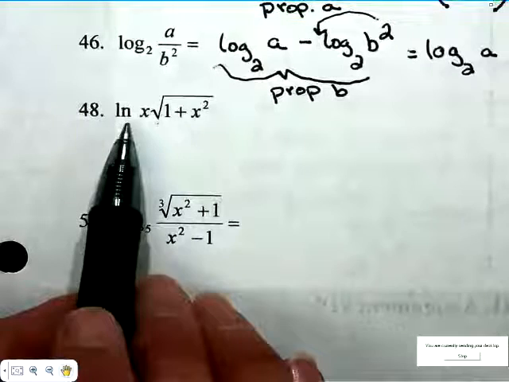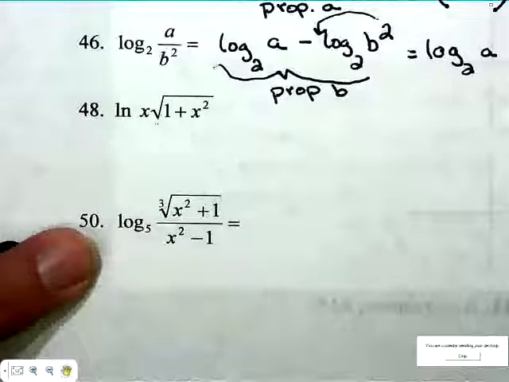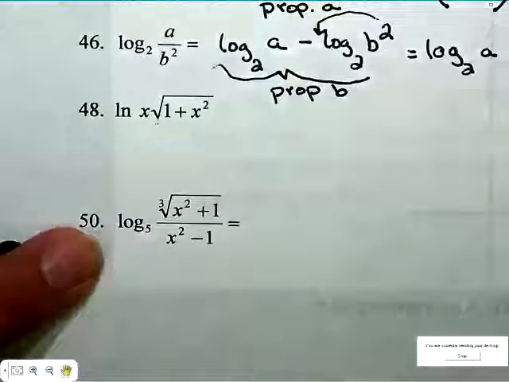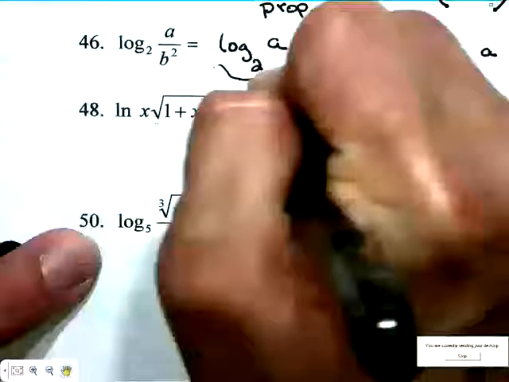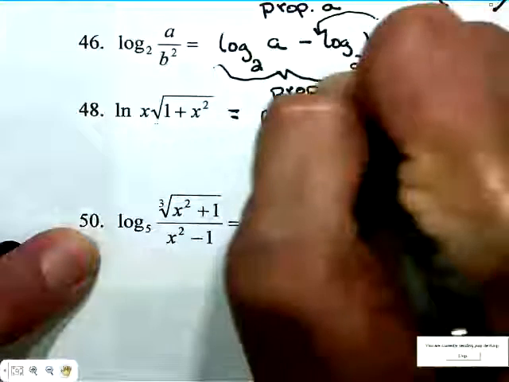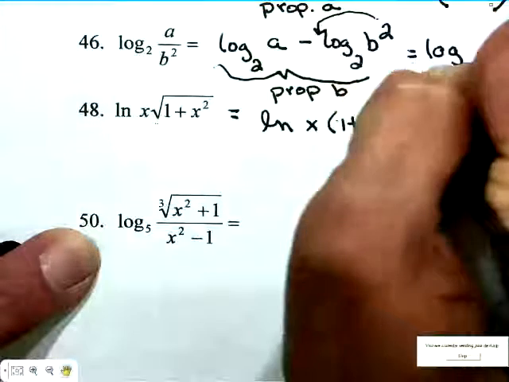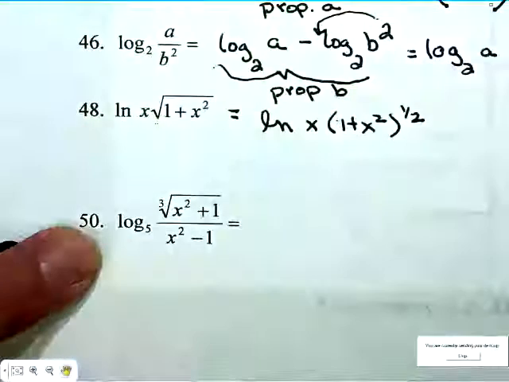Not negative, just 1/2. Anything to the 1/2 means square root. So I could rewrite that expression as natural log of x times 1 plus x squared to the 1/2. And all I did was get rid of the radical.